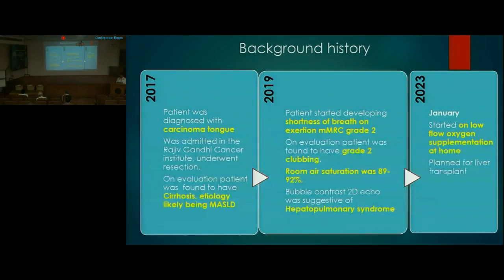On evaluation, the patient was found to have cirrhosis, the etiology likely being metabolic dysfunction-associated steatotic liver disease, previously known as NAFLD. In 2019, the patient started developing shortness of breath, which was insidious in onset, gradually progressive, MMRC grade 2. On evaluation, the patient was also found to have grade 2 clubbing. The room air saturation was 89 to 92%. Bubble contrast 2D echo was suggestive of hepatopulmonary syndrome. From 2023 onwards, the patient started requiring low-flow oxygen therapy at home and was planned for liver transplantation.